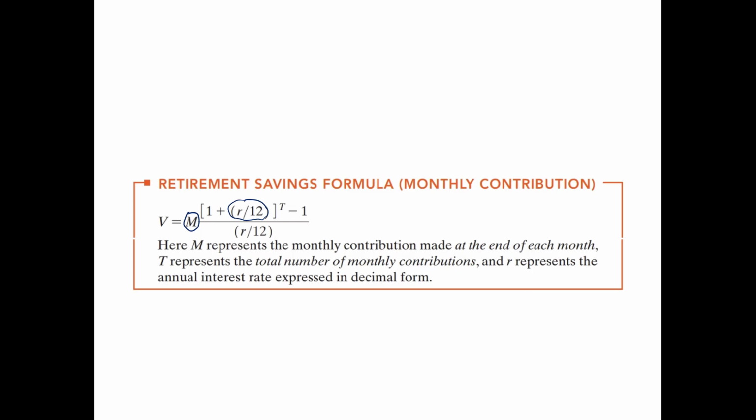So we're just going to have to let the calculator do that. So 1 plus r divided by 12. This is just the rate per compounding, since you're compounding monthly, and it's usually given to you as an annual interest rate. R divided by 12 is the rate per compounding. And T is going to be the number of deposits, right? So here, M represents the monthly contributions made at the end of each month. T represents the total number of monthly contributions. And R represents the annual interest rate expressed in decimal form.